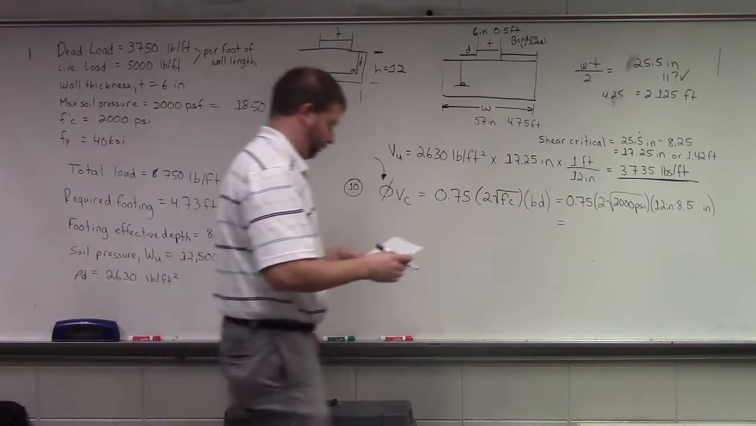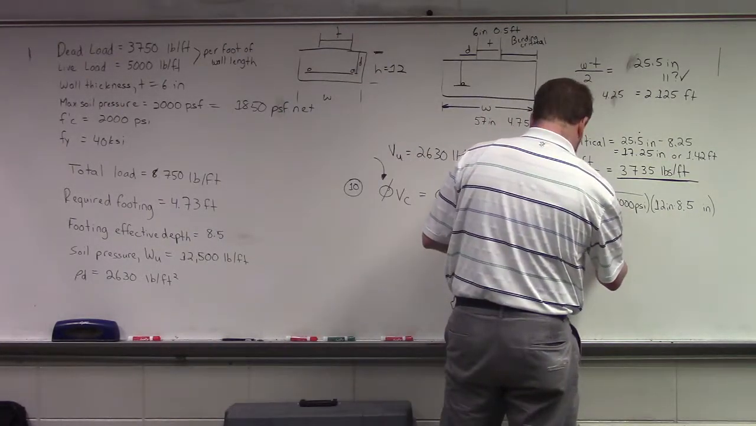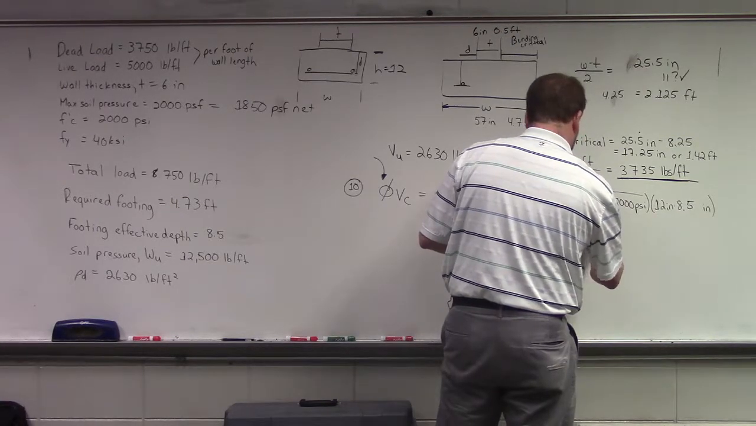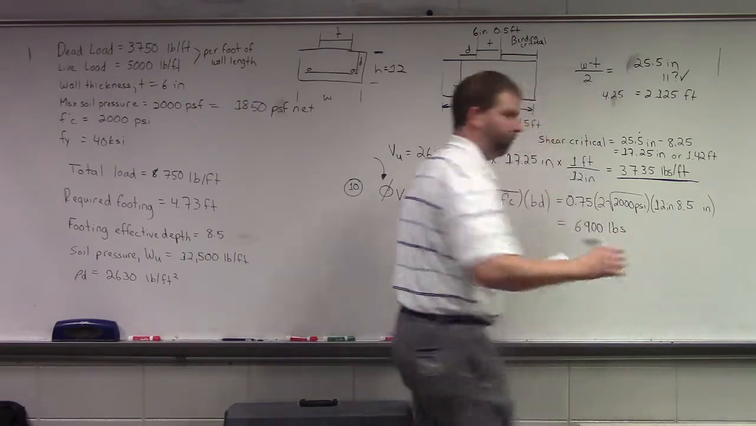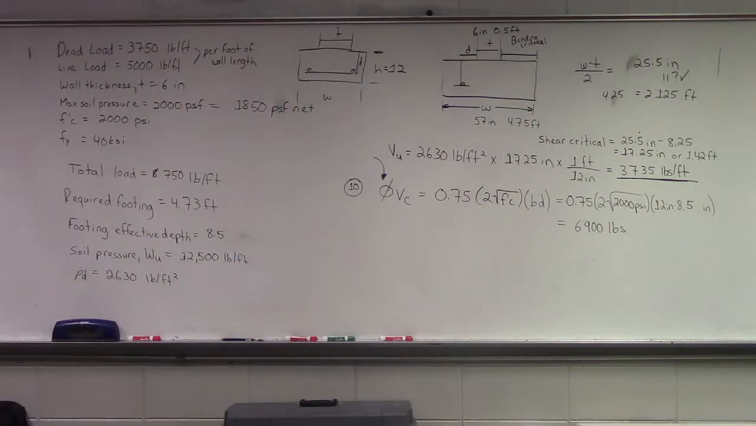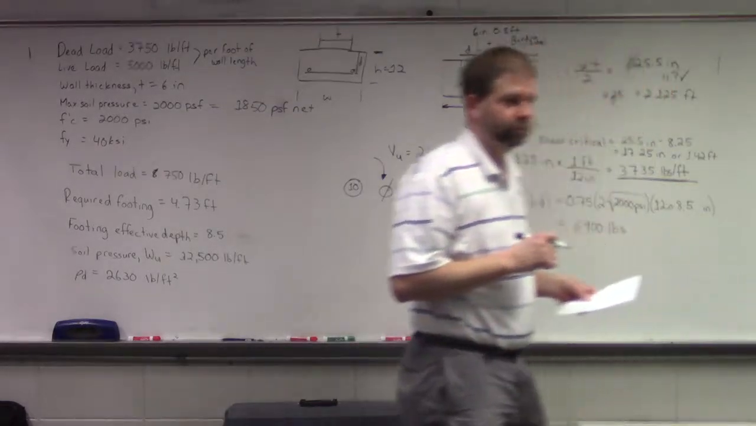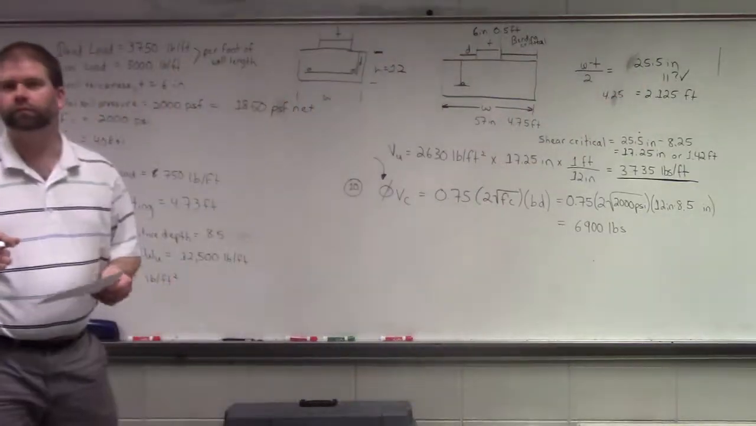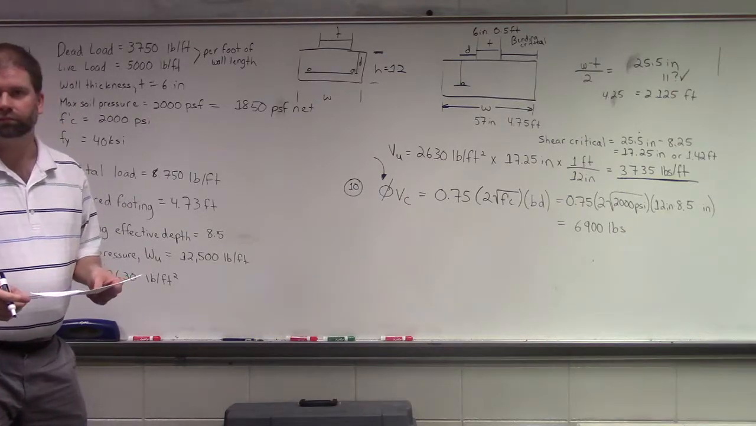So your phi Vc calculates out to be roughly 6,900 pounds, right? Error. Once I finally stop getting an error here, I'll tell you. Thirty. Try that again.